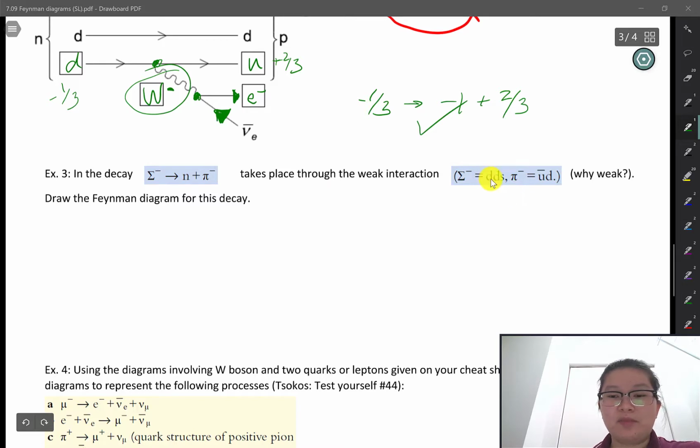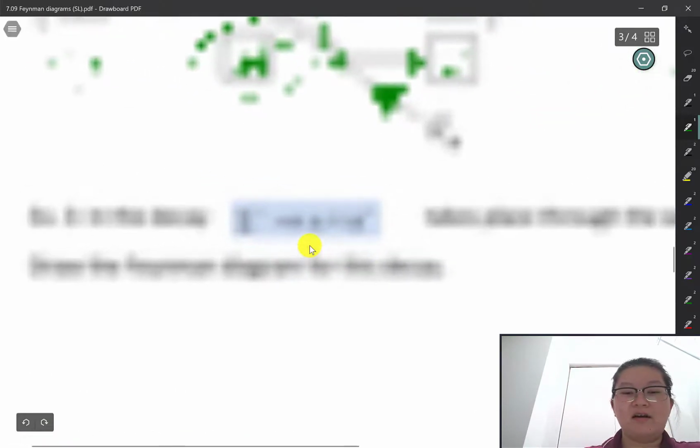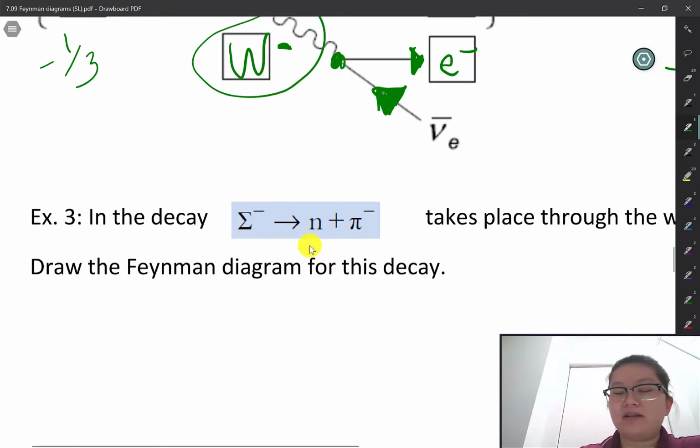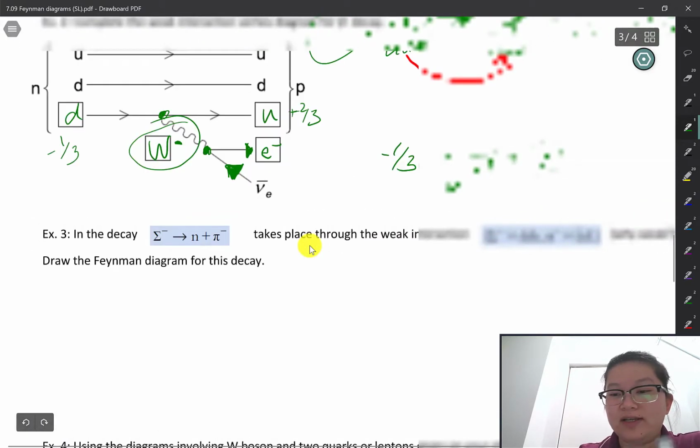We are told what the sigma minus is and the pion negative is as well. This n here is just a neutron. So we're going to try to draw the Feynman diagram for this decay. Before we draw anything, I would recommend taking all of these particles and writing their constituents or the quark composition to figure out what is happening.